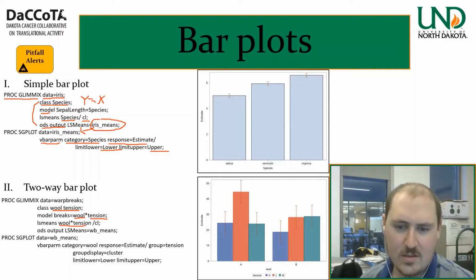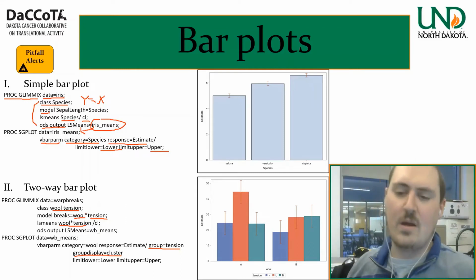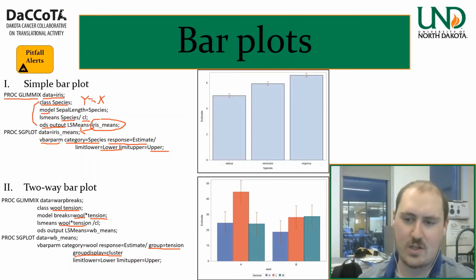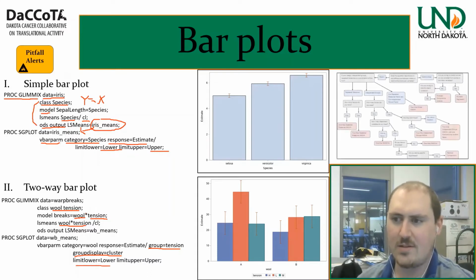Get our means. And again, category response, but then since we have another categorical variable, we can have an optional group by tension. And this is an important bit. Again, we want a group display by cluster. If you don't, it defaults to having them stacked up on top of each other, which usually isn't very interpretable. And then again our lower and upper limits. And there we go for that.